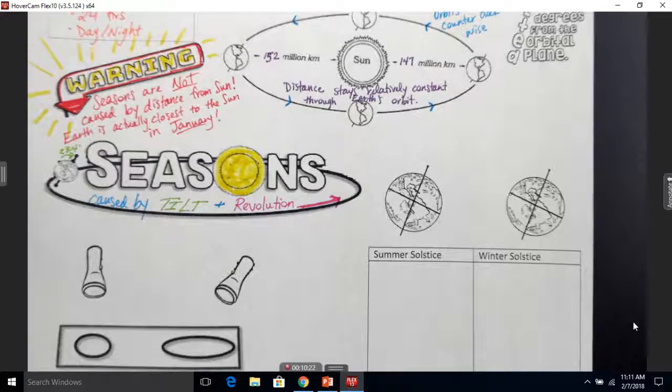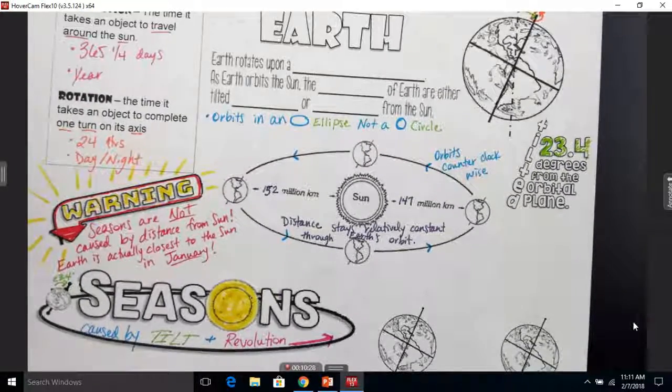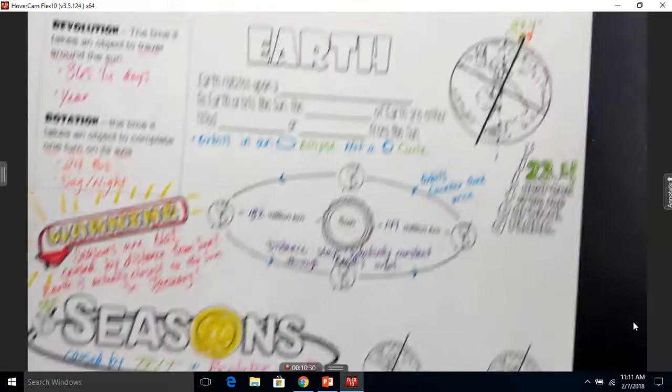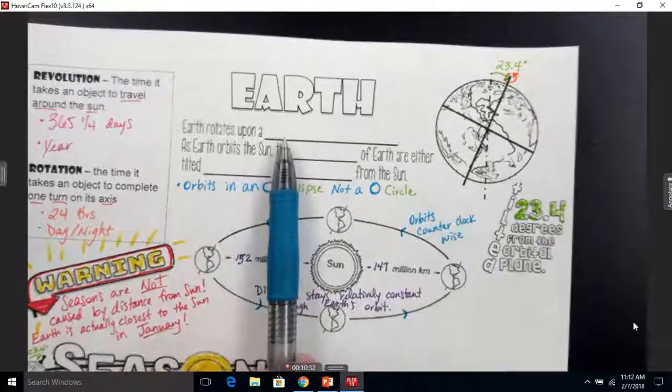So when the tilt is farthest from the sun, that's when winter comes? Yep. I'm gonna explain that as it rolls in. So let's do this.